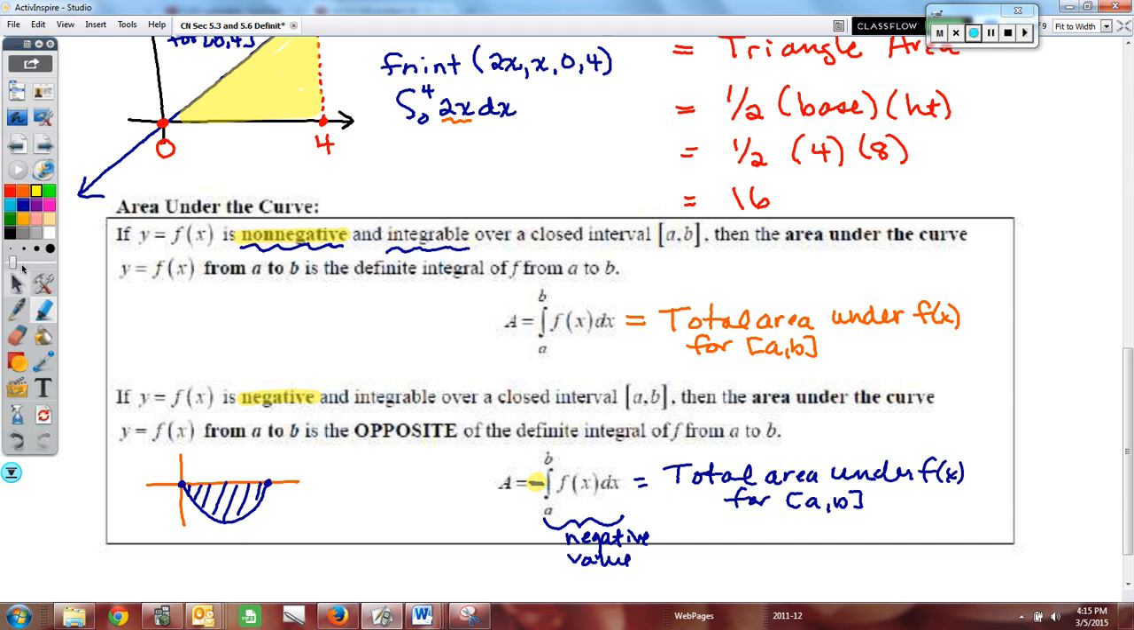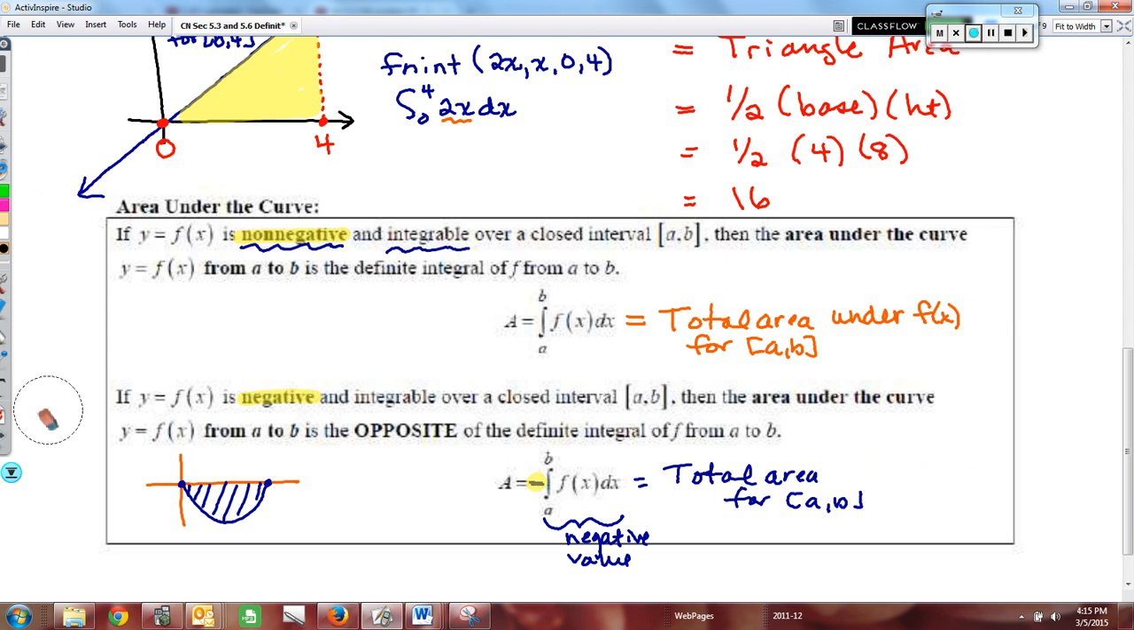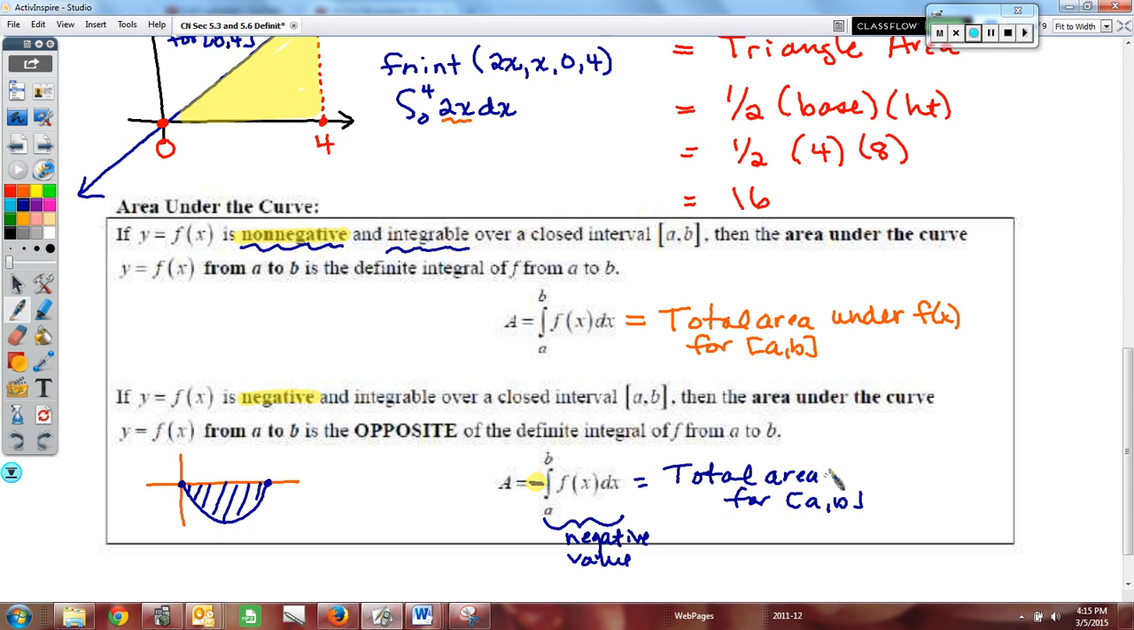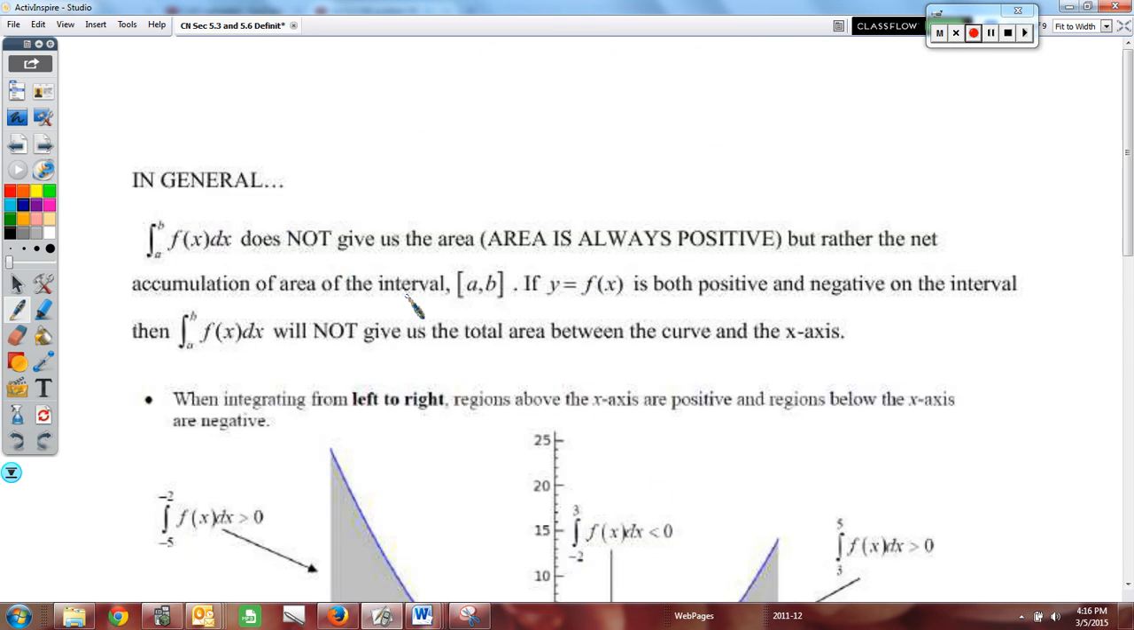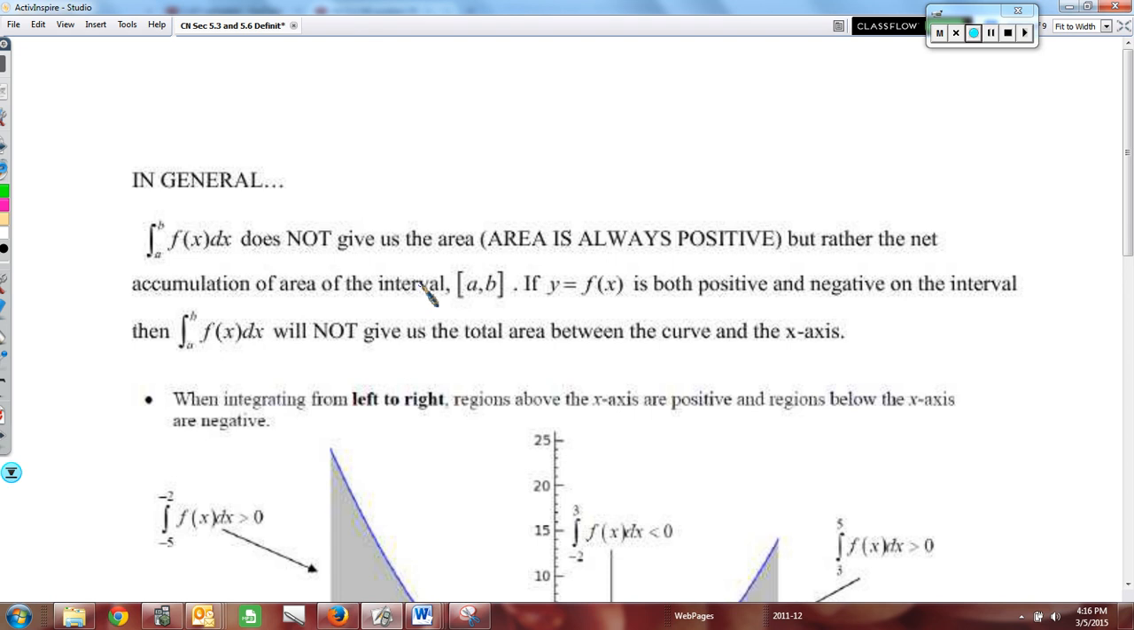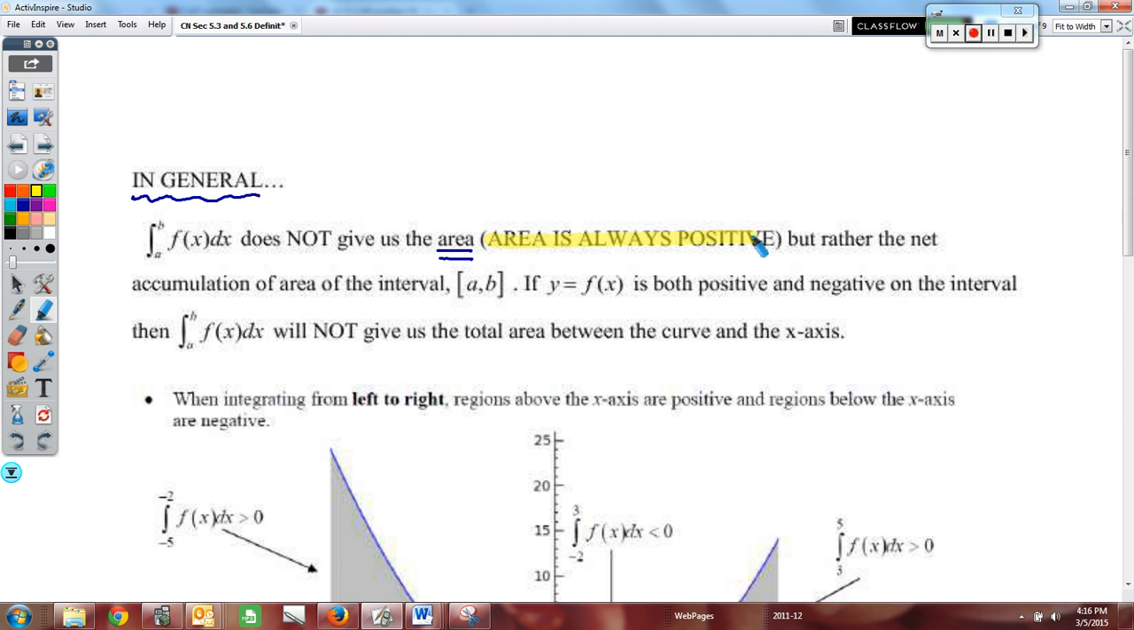I guess technically when you say under, that might be a little confusing. I should probably be saying more along the lines of the area between f of x and the x-axis. It's okay to say under here because that makes more sense when it was above, that under means between the curve and the x-axis. Now, most functions, however, don't come in where they're always above or always below. So this is just summarizing what I just said: the definite integral does not give us area because area is always positive.